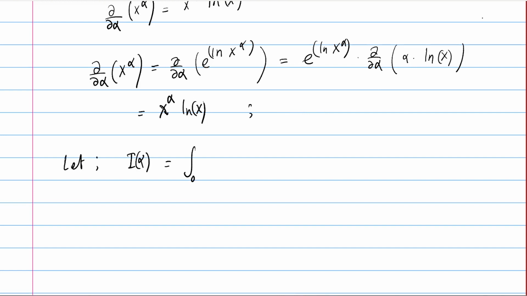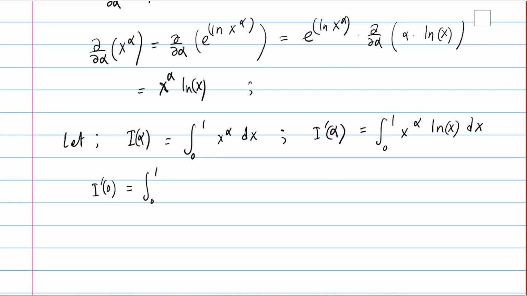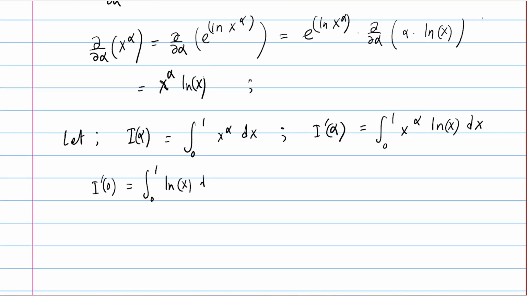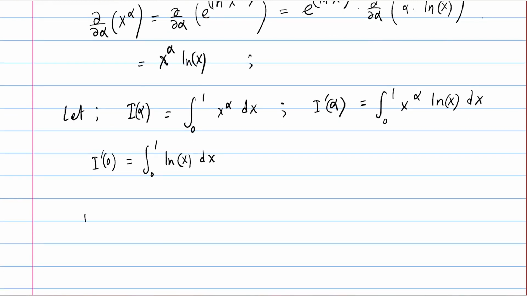Let I of alpha be the integral from 0 to 1 of x to the power alpha dx. I prime of alpha would be the integral from 0 to 1 of x to the power alpha ln x dx. So we can see that I prime of 0 is the integral from 0 to 1 of ln x dx, which is just our desired integration.